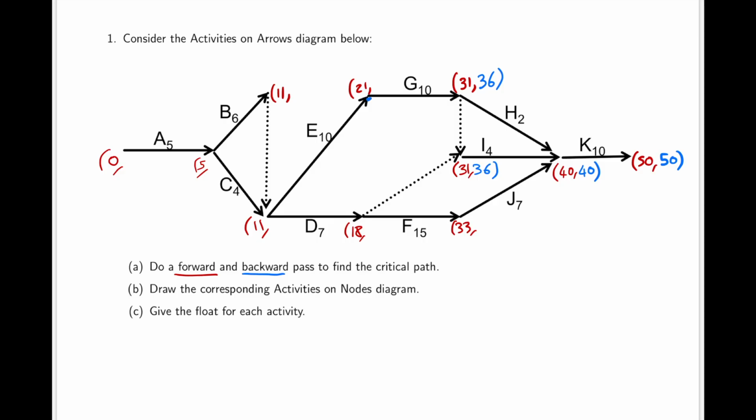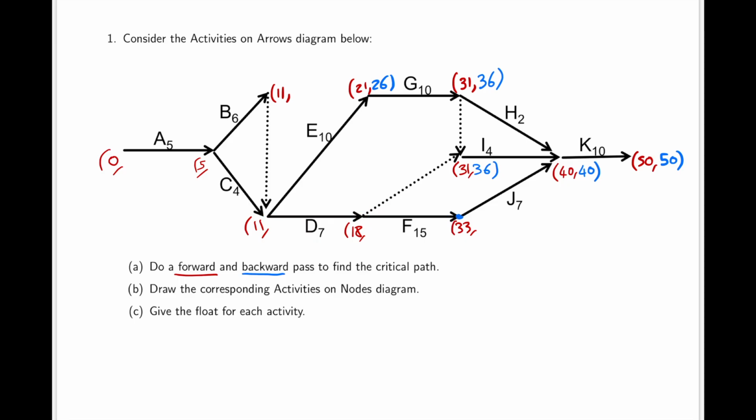We can now look at this node. We want to reach here by time 36. G takes 10 time units, and so we don't want to reach this node any later than 36 minus 10, which would be 26. Now we cannot analyse this node yet because we haven't analysed this node, and we cannot analyse this node as we haven't analysed this node.